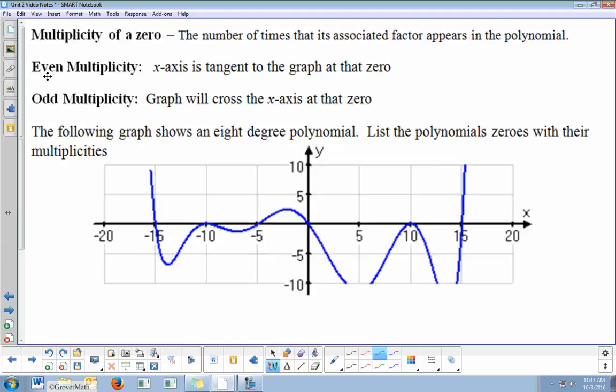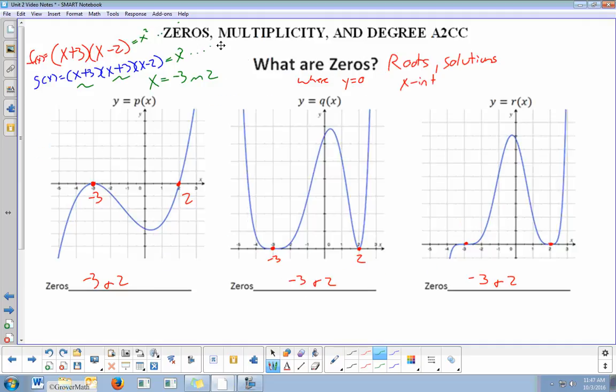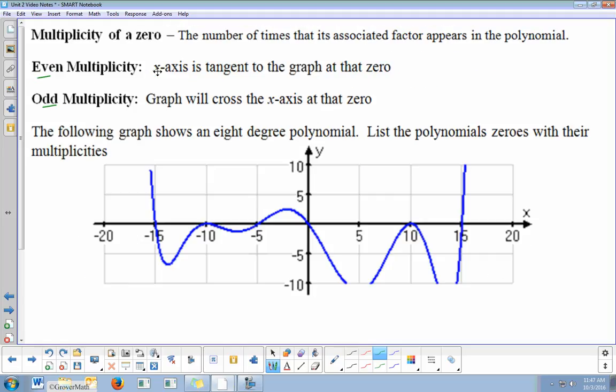And then some interesting things happen when a root has even multiplicity versus odd multiplicity, meaning if it shows up an even amount of times. Like in this case, we would say that this root has an even multiplicity because its multiplicity is 2. Same thing for multiplicity 2, 4, 6, 8, even numbers. Whereas this root of x equals 2 just has a multiplicity of 1. So if it shows up from 1 factor or 3 factors or 5 factors, then it has odd multiplicity. And some interesting things happen.